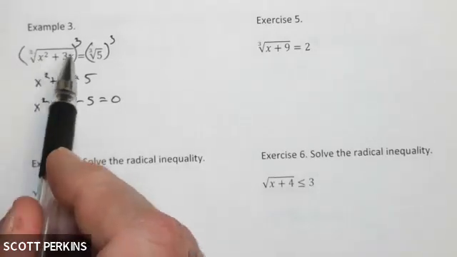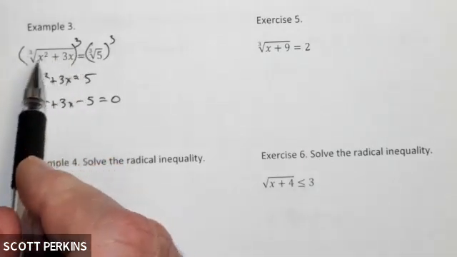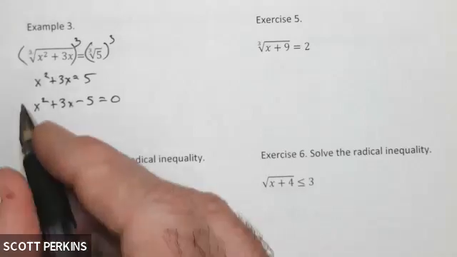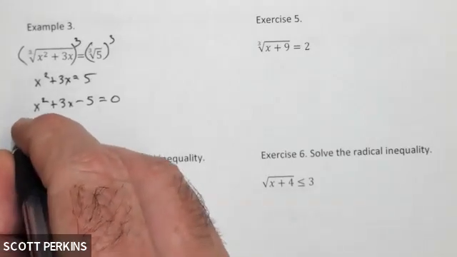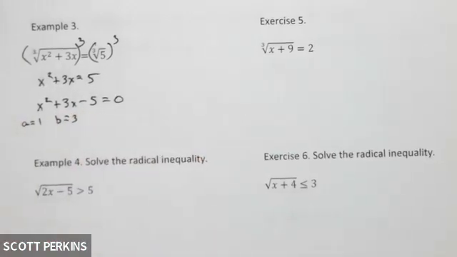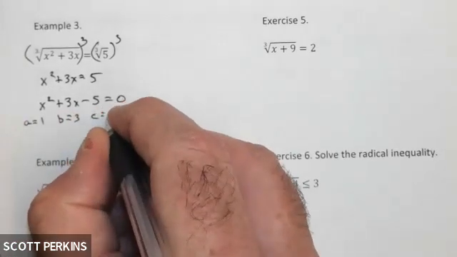And remember, our cube root, there's no limit on the domain. So I don't have to be as worried about checking my answers. In fact, I'm not going to worry about checking my answers because we won't want to, because they're going to be goofy. So I'm going to use the quadratic formula with the a value of 1, the b value of 3, and the c value of negative 5.